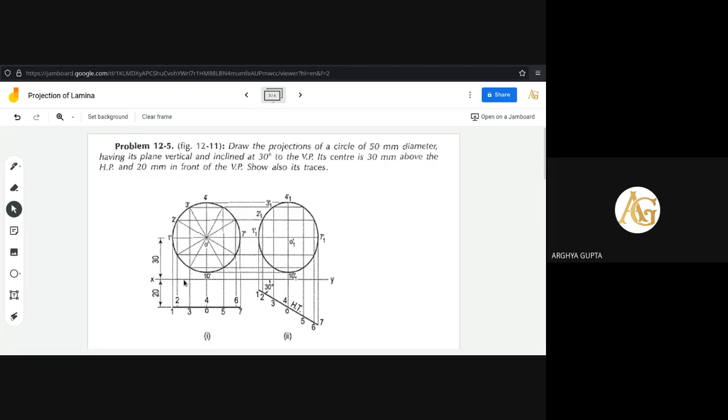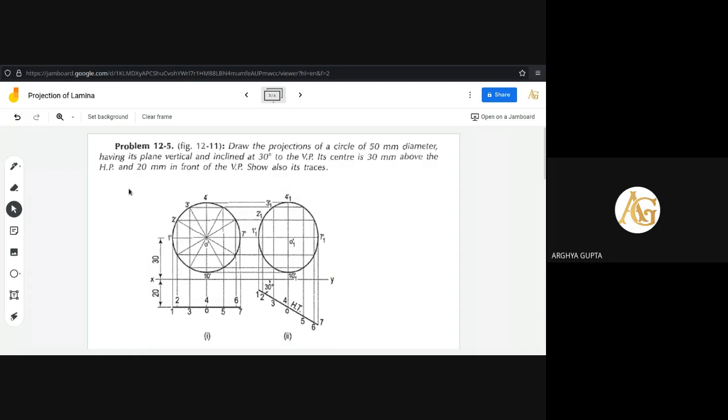So first you need to draw a horizontal line, the ground line actually, and then you have to take the center of the circle 30 mm above that horizontal line. Actually, firstly you have to draw a thin horizontal line, and on that horizontal line, mark that center and draw the circle with 50 mm diameter or 25 mm radius. So in the pencil compass, you have to take the radius of 25 mm and draw the circle.